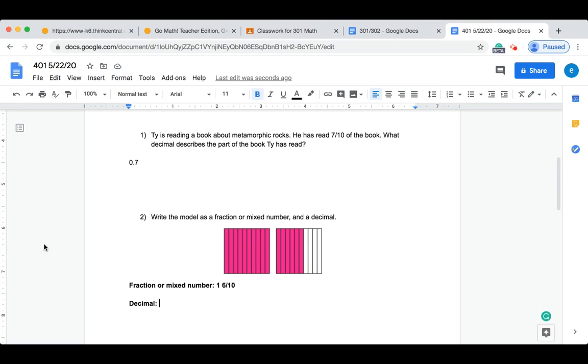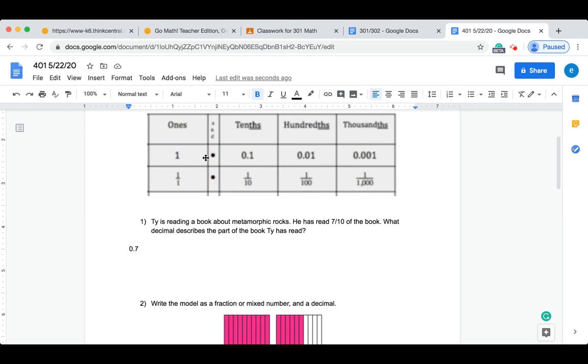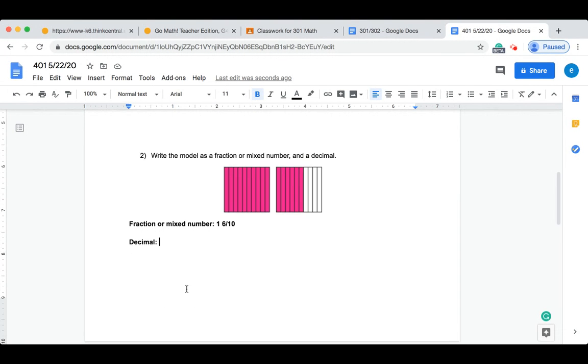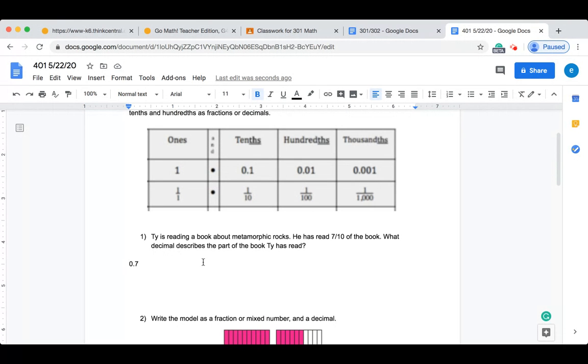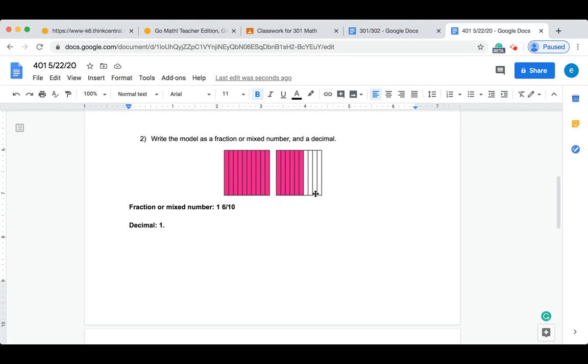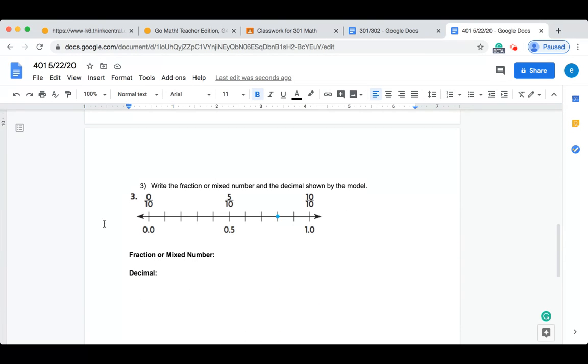Now to write that as a decimal, remember our whole numbers are to the left of the decimal point. So I'd write 1, then my decimal point. And our tenths are the place value directly to the right of the decimal point. And I have 6/10, so it'll be 1 decimal point 6. And you would read both of these answers as 1 and 6/10. When you read a decimal point, you say "and."